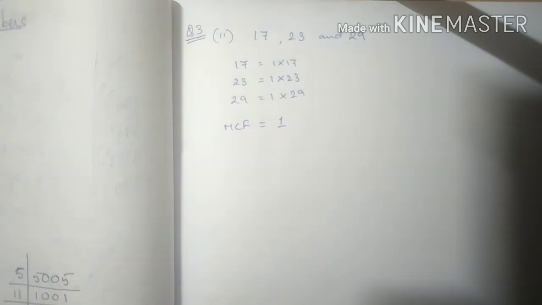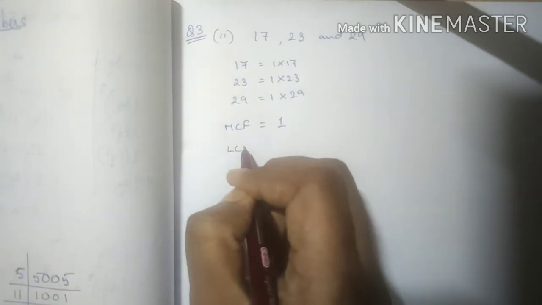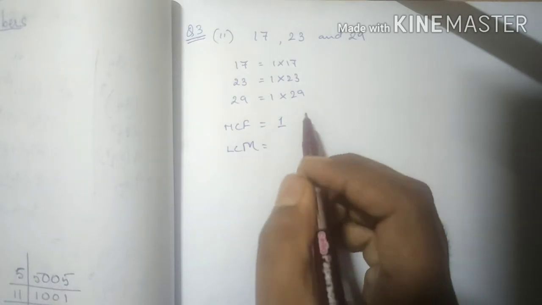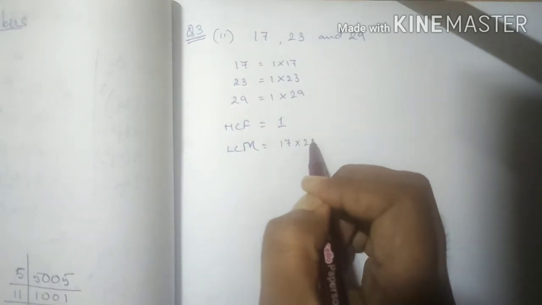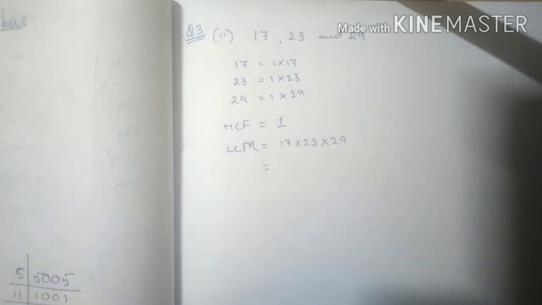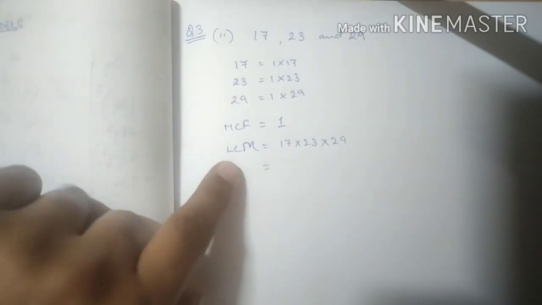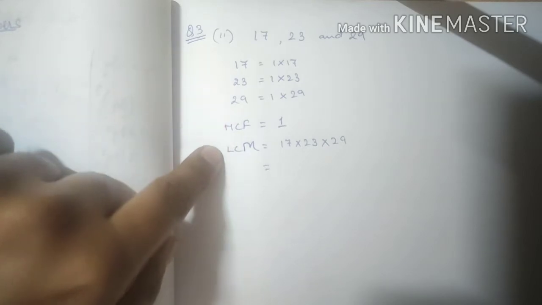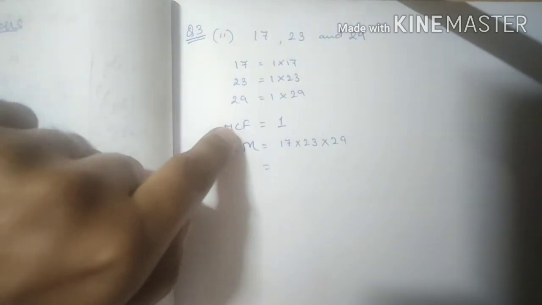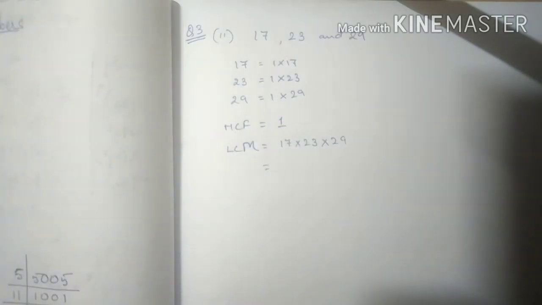Just 1 is common, so HCF is 1, and the LCM is the product of the rest of the 3 numbers, right? So here you can see that the product of these numbers is equal to the product of HCF and LCM, because the HCF is 1. But if HCF is not 1, it will not be valid for 3 numbers or more than 3 numbers. Okay, it is only valid for 2 numbers. You can verify this first and the second part of the question number 3.